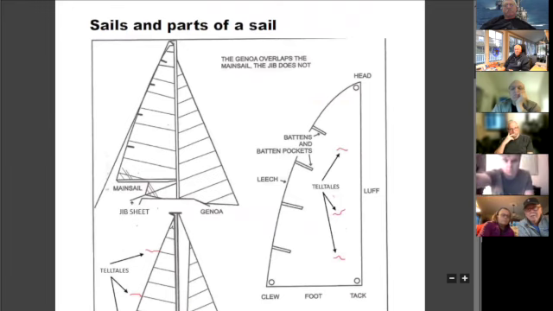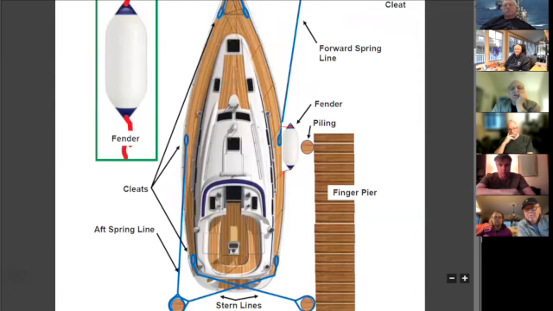Hey, I got a comment. Sure, go ahead. When you're putting fenders over the side of the boat, just make sure you're not doing it near a porthole or a window or something, because that's the weak spot of the hull. That's a good point, Bob. Thanks. Yeah. Gary, David, go ahead.